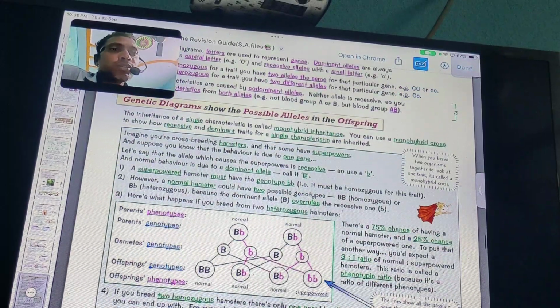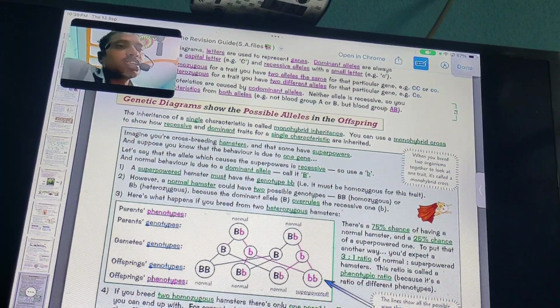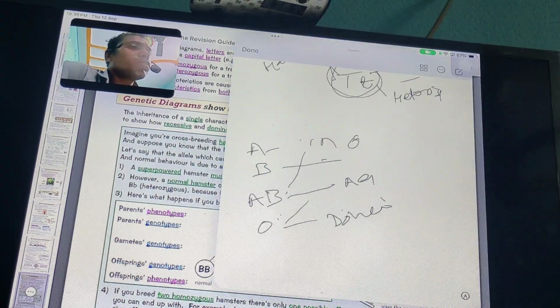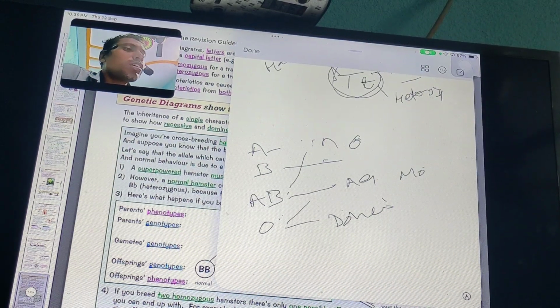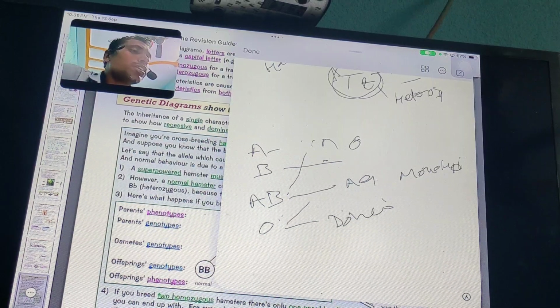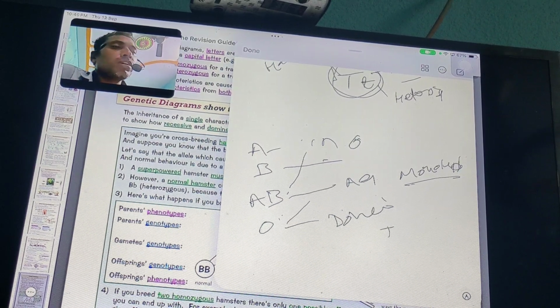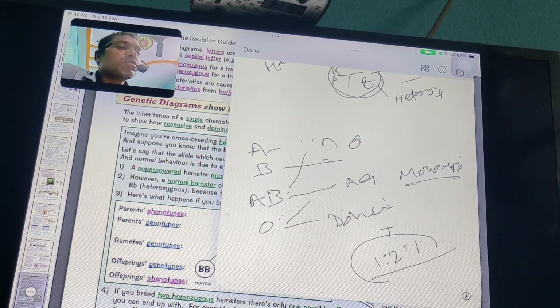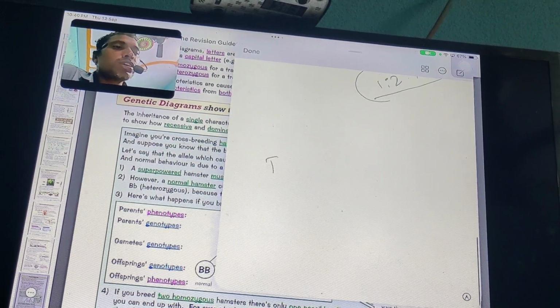A genetic diagram shows the possible alleles in the offspring. Here the inheritance of a single characteristic is called a monohybrid trait. Mono means single. The ratio is 1 to 2 to 1. This is the monohybrid phenotypic and genotypic ratio.